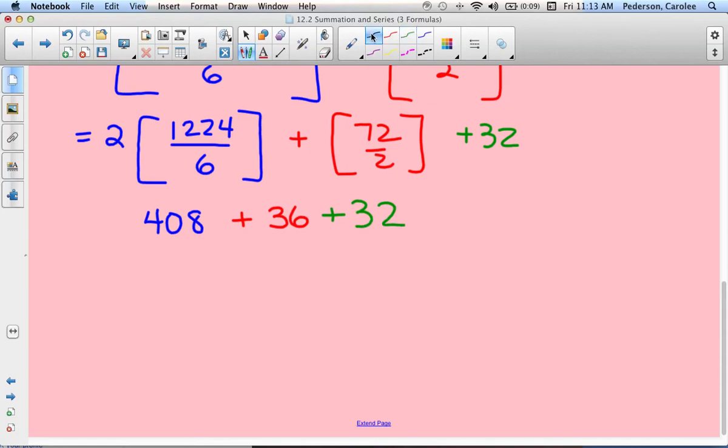So when we're done, the sum of these 8 terms that we didn't go out and find, we used the formula instead. 408 plus 36 plus 32 is 476.